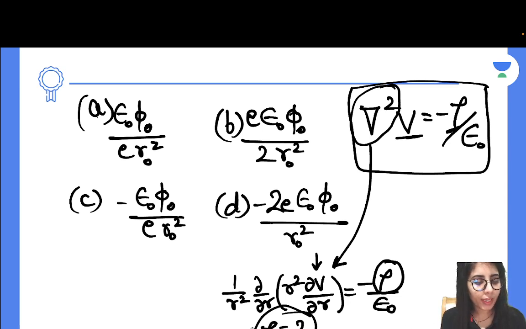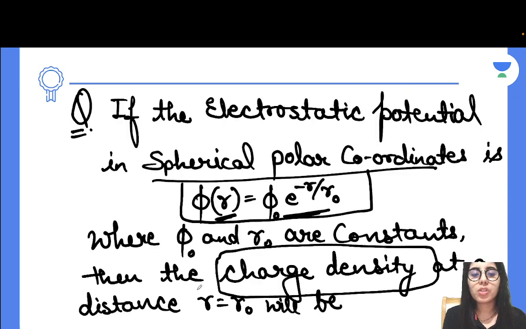In this case, your right answer is option A. You can just simply proceed further to solve it. Once you do all the differentiation, in that case, just plug in r equal to r naught at the end and you will be getting the right answer.